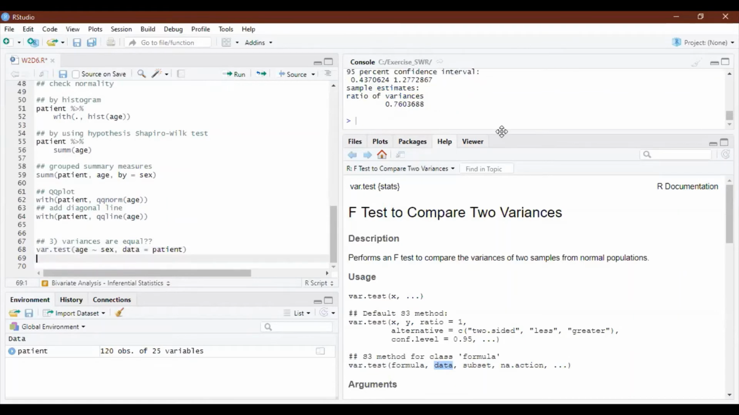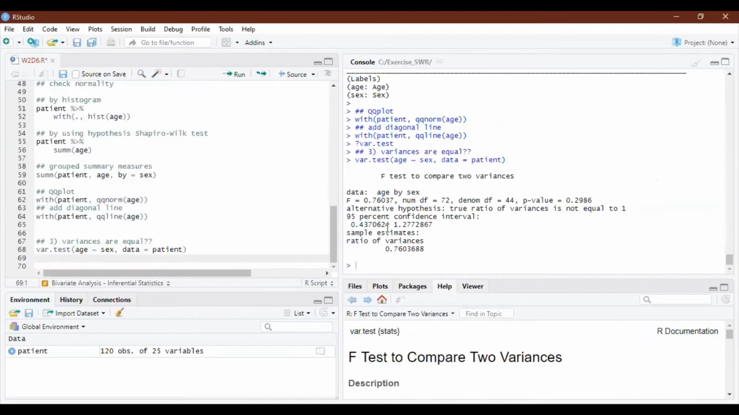Okay, so let's run this. You can see that the variance test uses the F test, which uses the F distribution. That is the output for the F test, which we are not going to discuss in detail. What we are going to do is look at the alternative hypothesis: the true ratio of variances is not equal to 1.